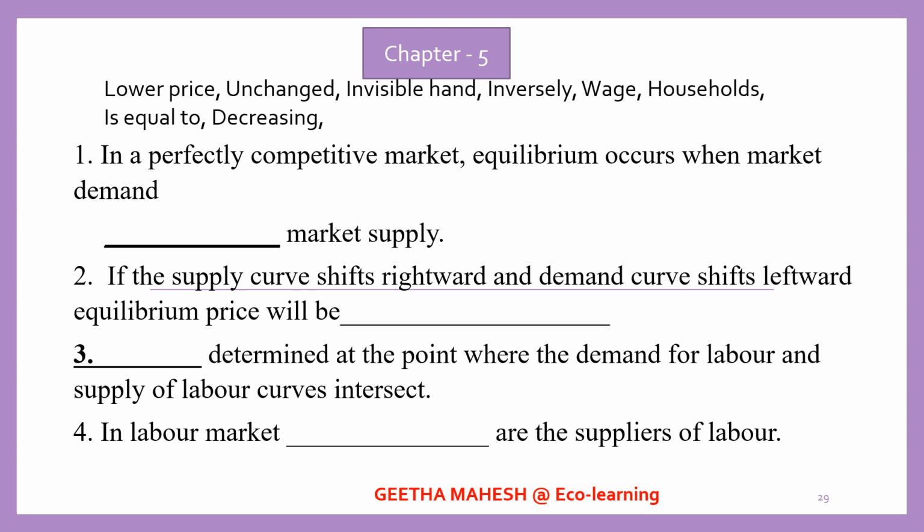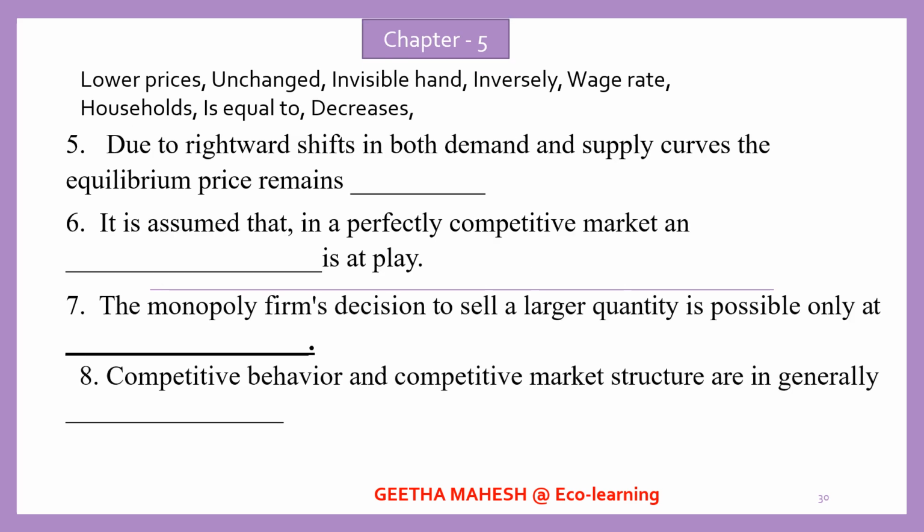In a perfectly competitive market, equilibrium occurs when market demand is equal to market supply. If the supply curve shifts towards right and demand curve shifts leftward, equilibrium price will be decreasing. Wage determined at the point where demand for labor and supply of labor curve intersect. In a market, households are the suppliers of labor. Due to a rightward shift in both demand and supply curves, equilibrium price remains unchanged.